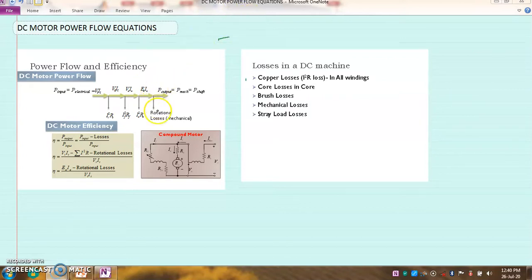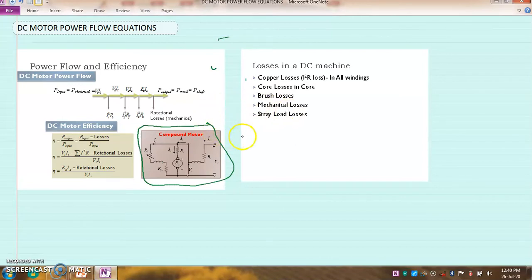For this relation I have taken a general machine that is called a compound machine. Compound is the combination of series and parallel machines. So there are series connections of the field and parallel connections of the field. So this machine is called a compound machine.